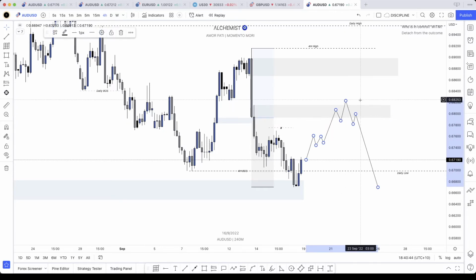So let's just keep an eye on this level here for the coming week to make sure we can actually capitalize on some trades. So let's now have a look at EU.